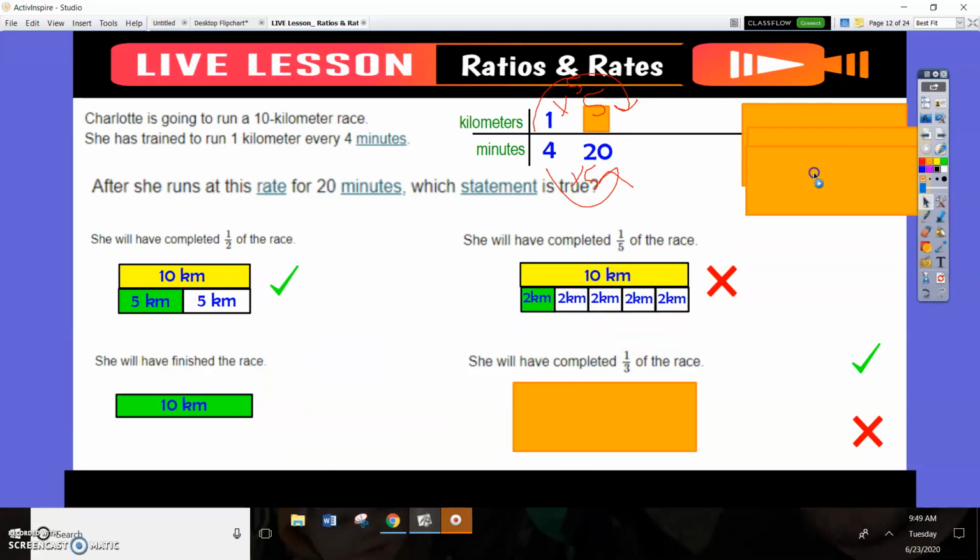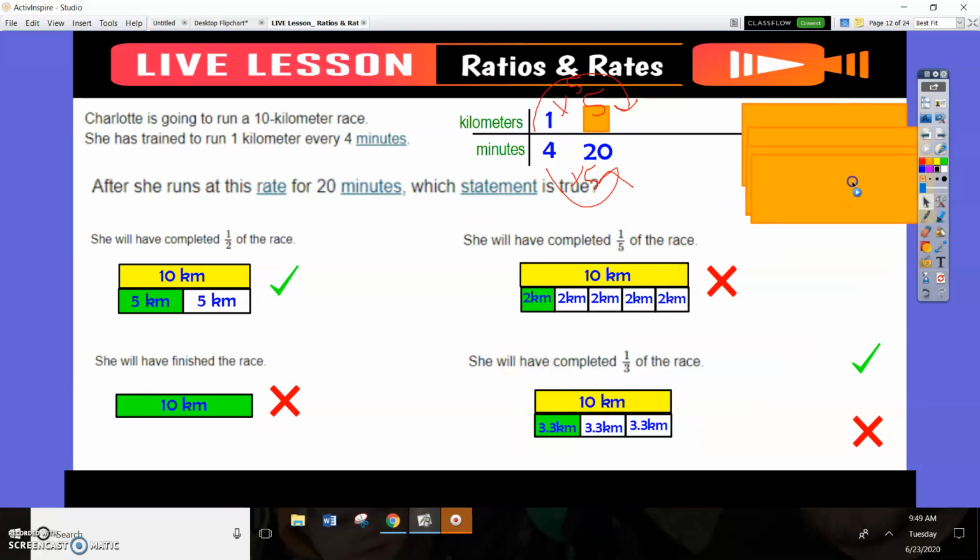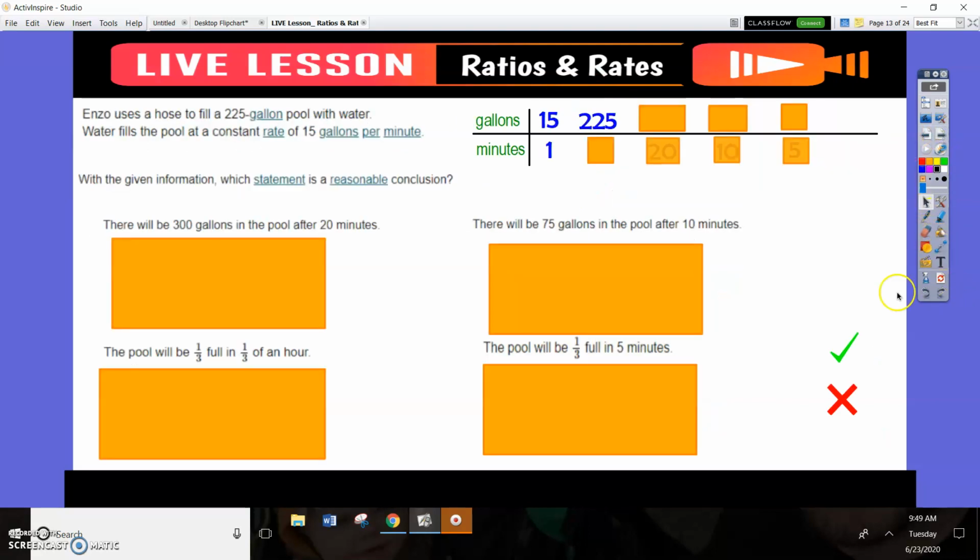She will have finished the race. Well, the race was 10 kilometers, okay? We have only gone 5, so this is not a correct answer choice. She will have completed 1/3 of the race. Well, 1/3 of the race is 3.3. We have gone 5 kilometers, so this is not the correct answer choice. So if she has gone 5 kilometers at a rate of 4 kilometers per minute, and she's gone for 20 minutes, she has run half of the race. Okay, let's keep going.